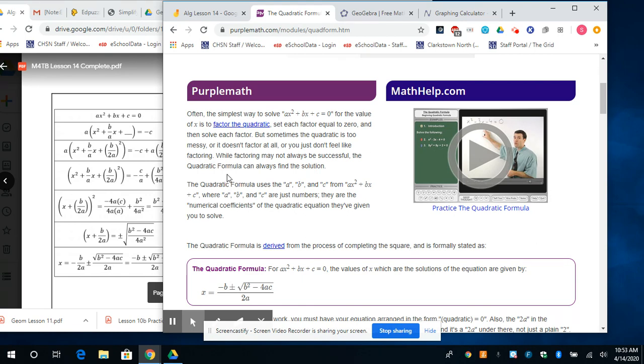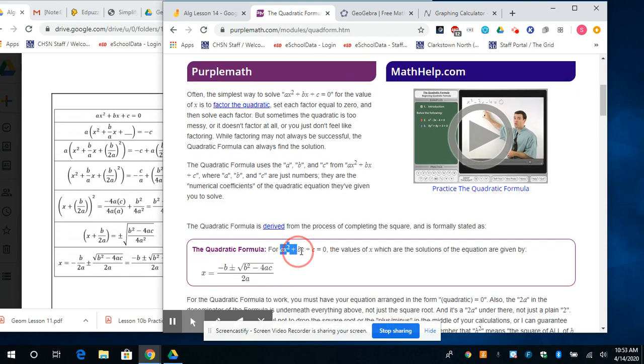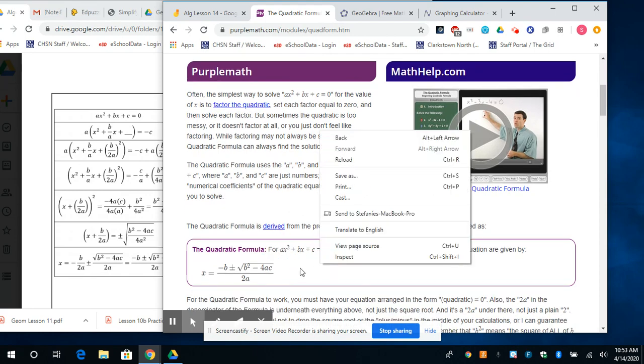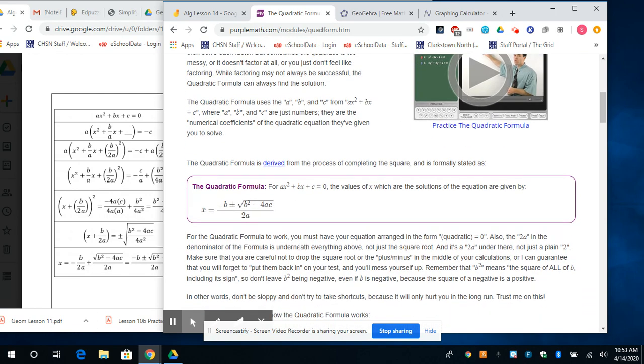God forbid you forget other factoring, you can use this one. God forbid you forget this one, you may have to remember the other ones, right? So these are all ways to factor. This one will work no matter what, as long as your quadratic is in standard form. And again, this is something you need to memorize.